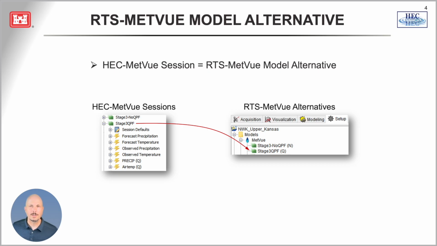Just to summarize here, the first step of integrating a MetVue model alternative in HEC-RTS is to create a session in HEC-MetVue that would represent a model alternative in HEC-RTS. And for the HEC-MetVue session, create map windows and assign each to a particular observed or forecast dataset.